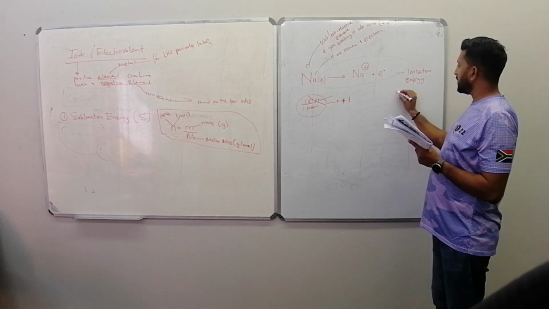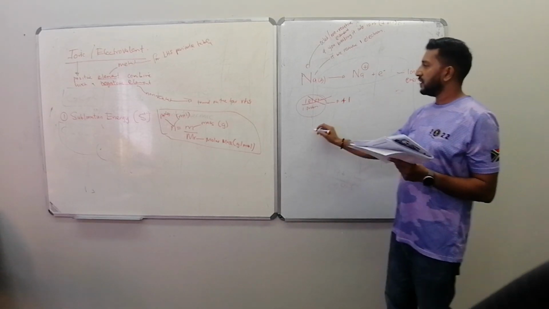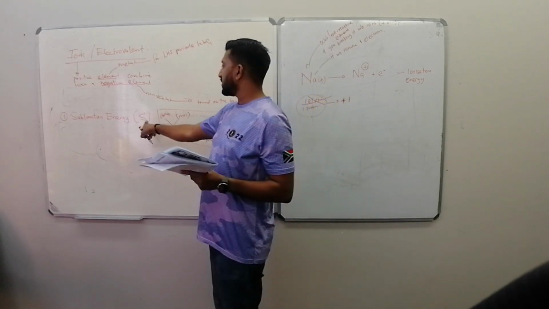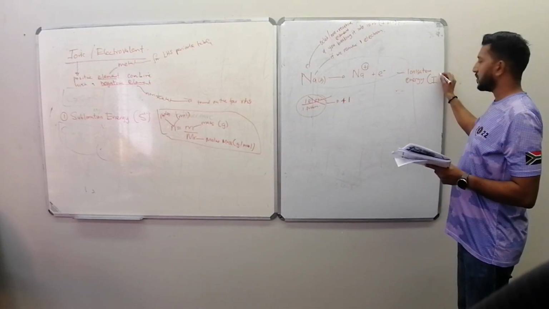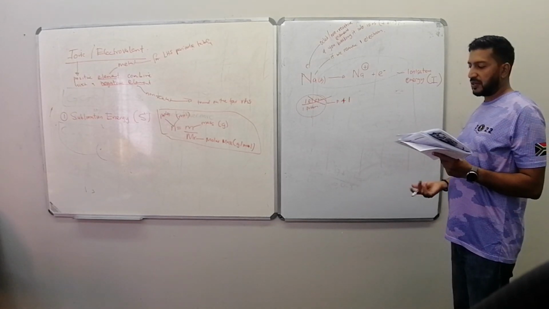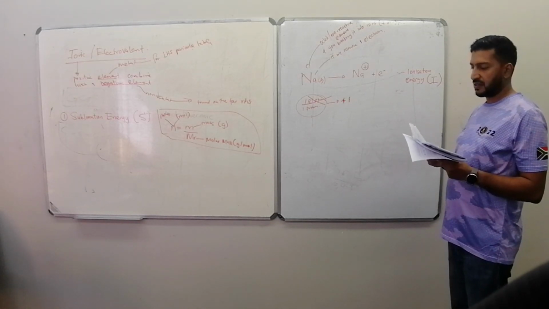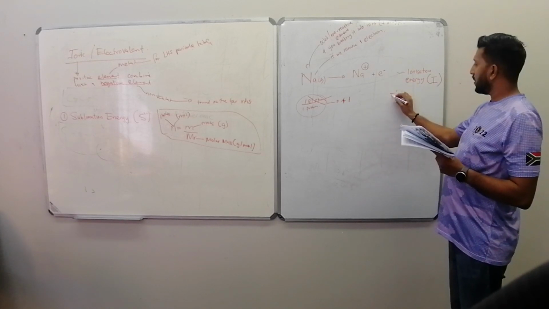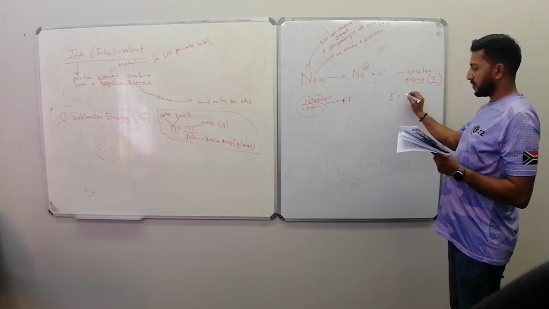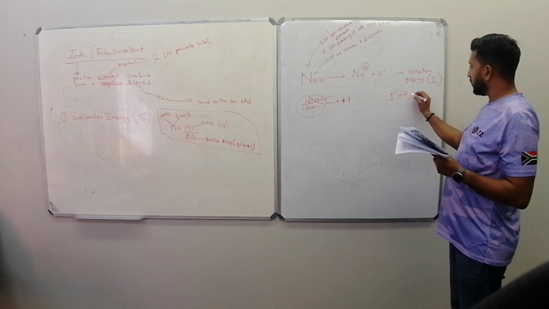And the ionization energy is given by I. You can see how we got sublimation energy is S, ionization energy is given by I. And what's the amount of ionization energy there? It's 493.8 kilojoules per mole. I is equal to positive 4.